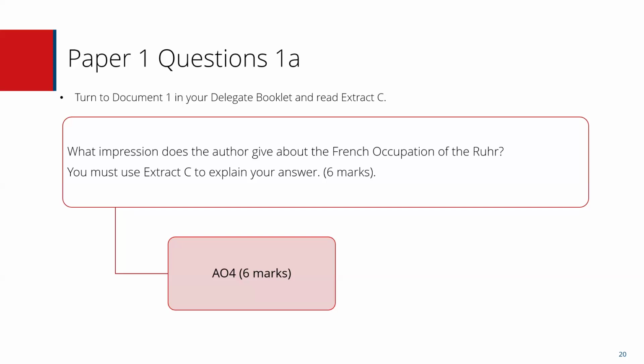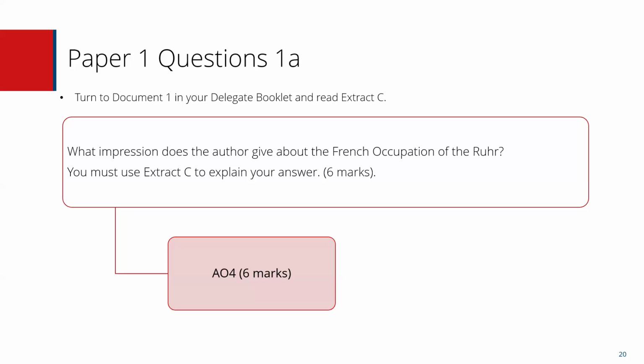I won't read them all out loud. I just did that so everybody can get their delegate booklet ready and know where we are. So I think it's page 13. It is of mine, but I'm a bit loath to say that in case yours is slightly different. But it's basically document 1. And the question is on the slide here: what impression does the author give about the French occupation of the Ruhr? And you have to use extract C to explain your answer.